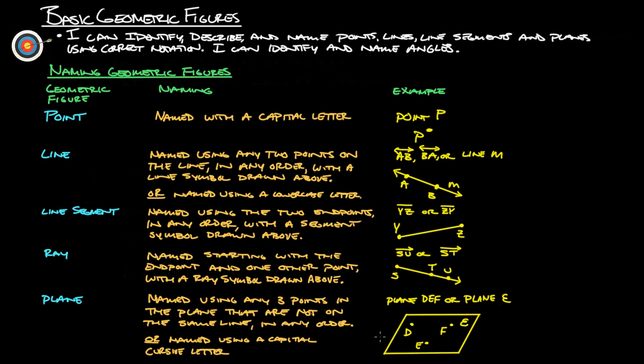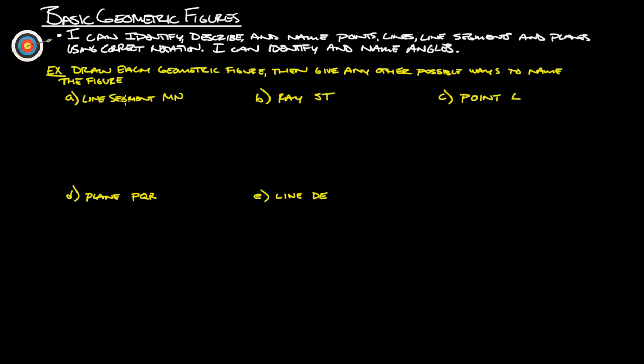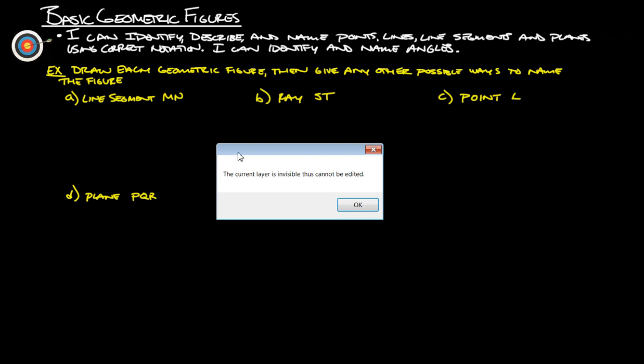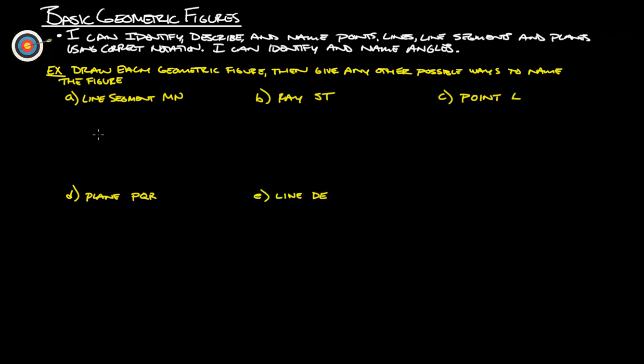Let's take a look at some examples of this. On this example, draw each geometric figure, then give any other possible ways to name the figure. So line segment MN. We're going to draw the line segment MN. We're just going to draw any old straight line here, and let's call this M, and then this is going to be N. You usually want to put little dots on there to show that that's the beginning and the end.